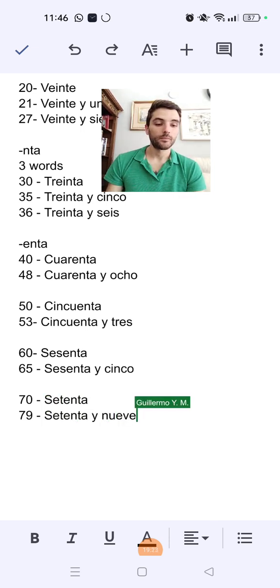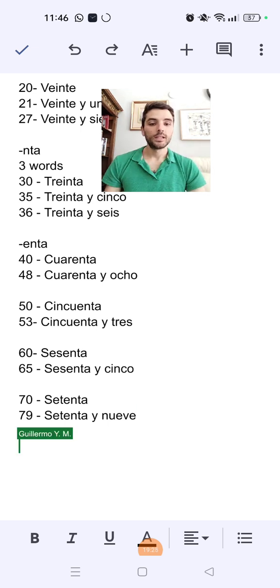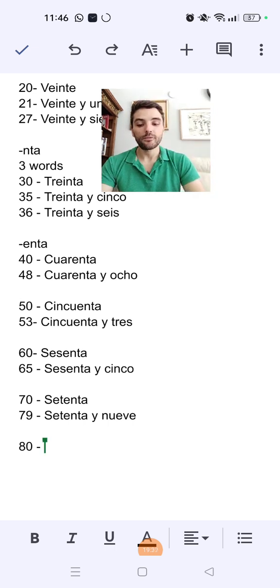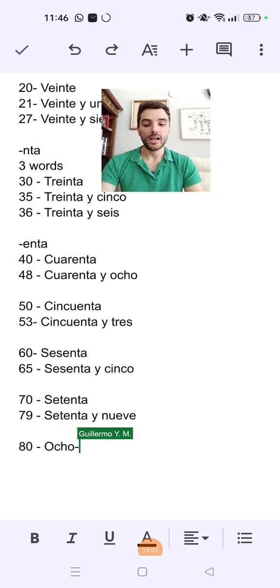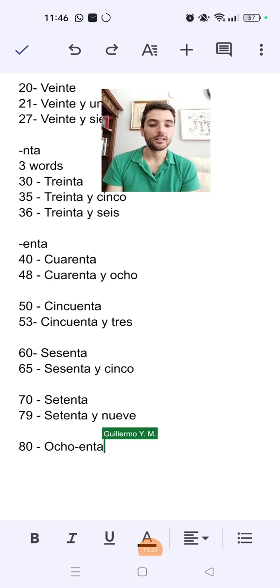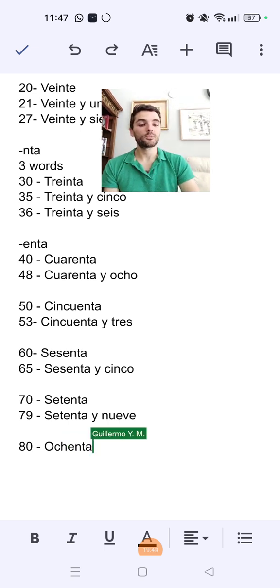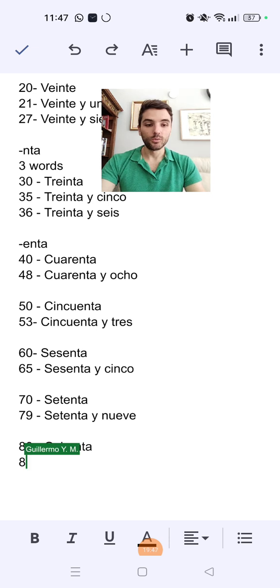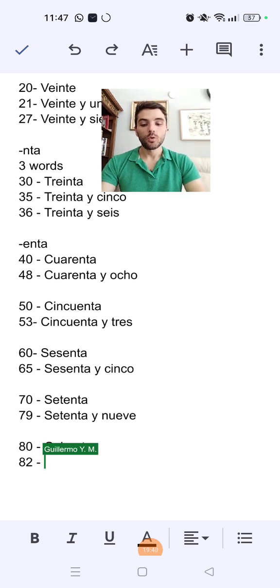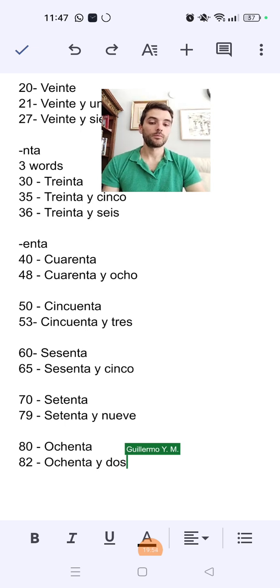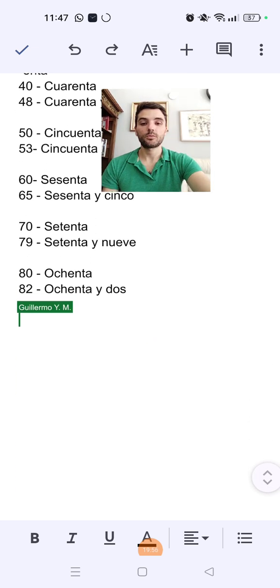79. Okay, muy bien. Now 80, all of you got it right, I'm sure, because 80 is very intuitive. We have ocho, then we have enta. What do you think is the merging here? We do ochenta. Good job. So let's do this number here. 82. Okay, good job.